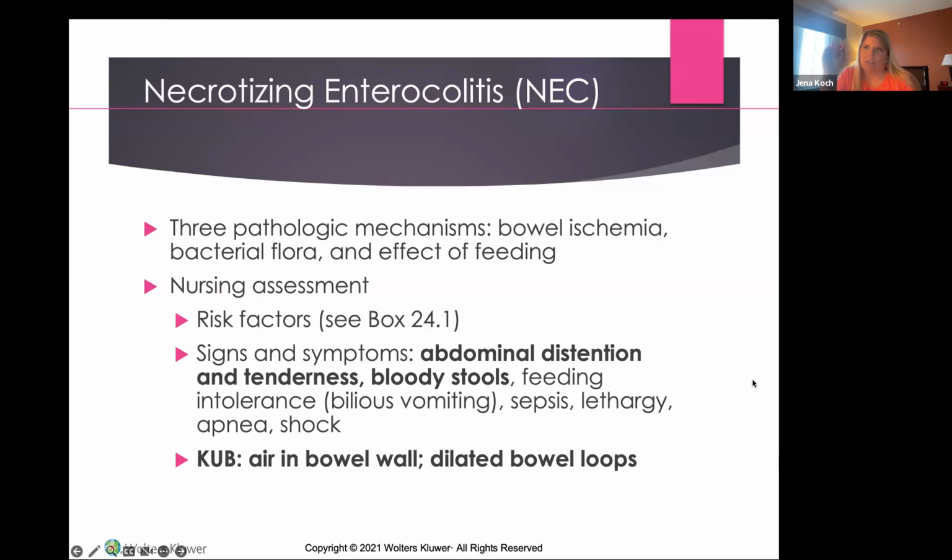They can be hard, they can be soft. So again, the abdominal distension, tenderness, bloody stools is more of a later sign. The feeding intolerance is the most common first sign of possibility of NEC, and then sepsis and lethargy, apnea, and shock. So on an x-ray, so KUB, you can see air in the bowel wall. The bowel loops will be very dilated.